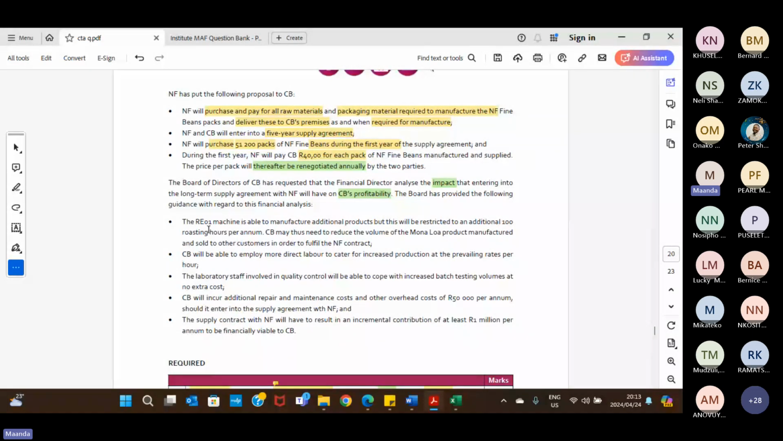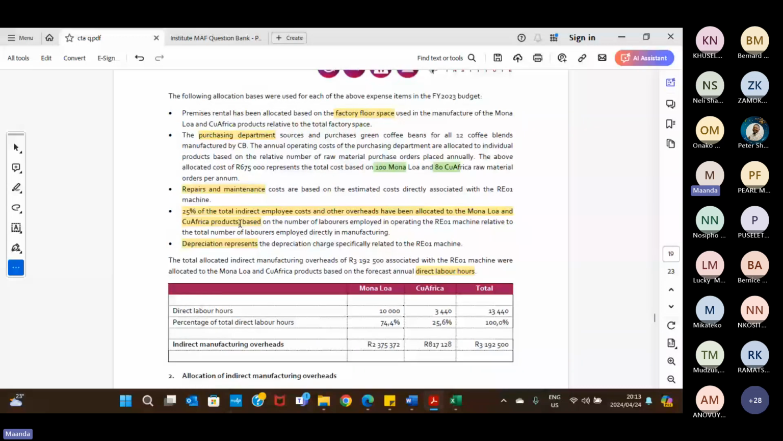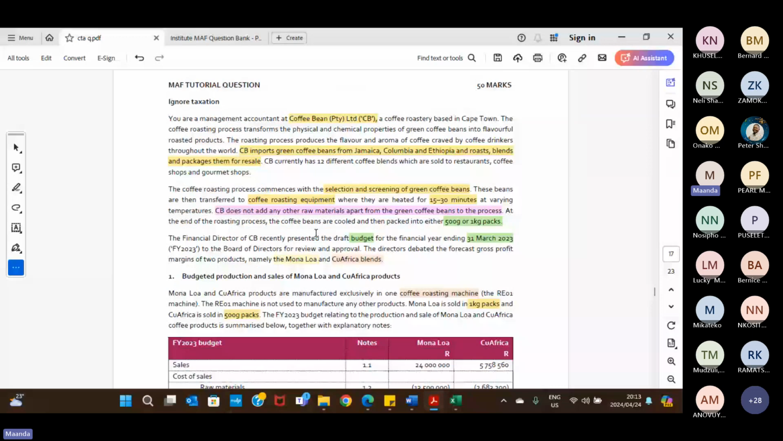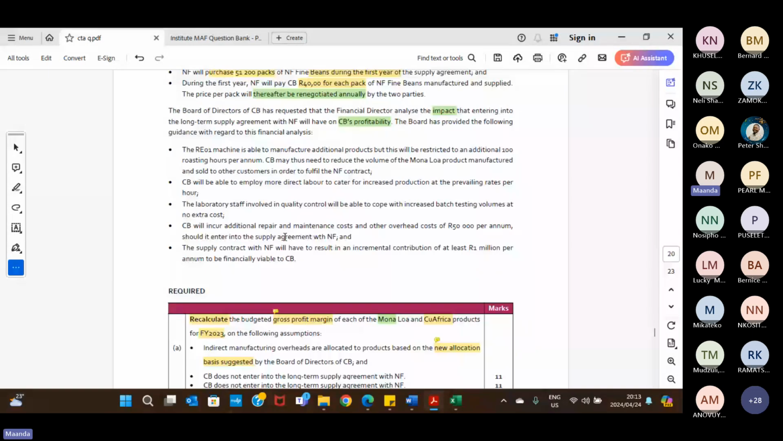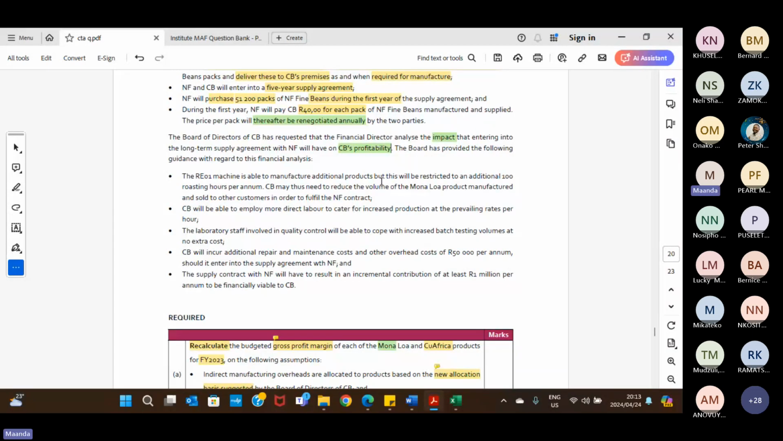So let's see if there's going to be something that we will then not need to produce anymore, which we would have included as part of our profitability. So the RE machine is able to manufacture additional products. I say the RE machine manufactures only the M and the C, right? That's what it manufactures. Then we are told that it can manufacture additional products, but this will be restricted to an additional 100 hours per annum.